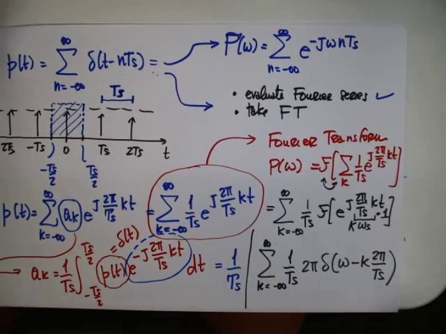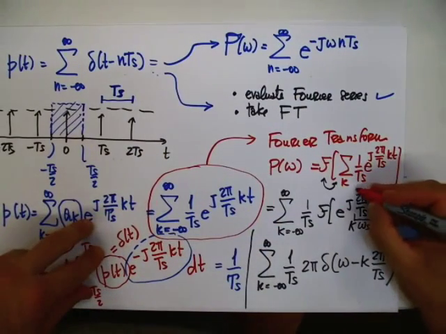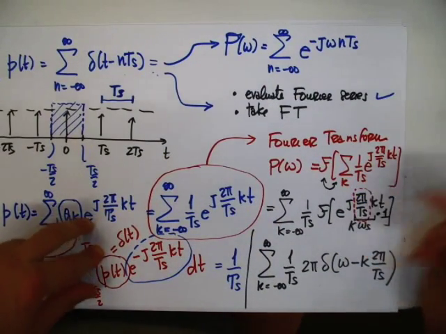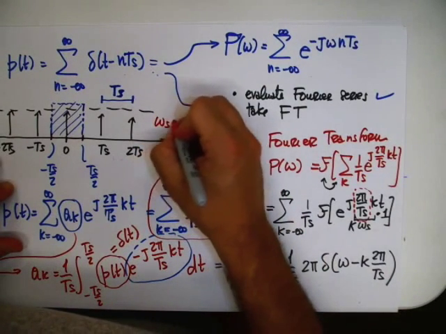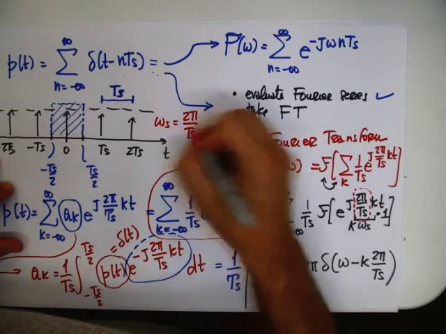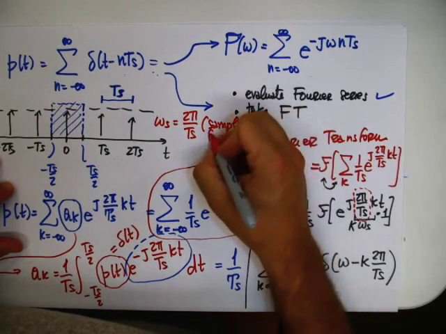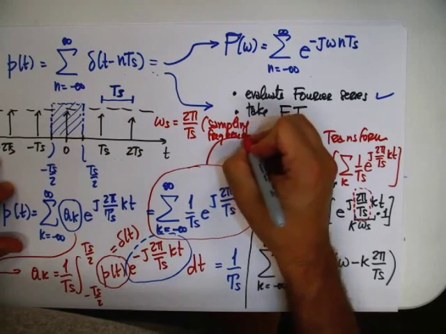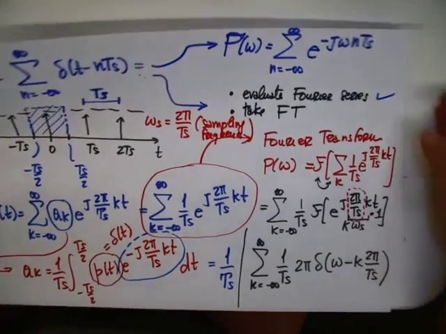Here I'm calling this ratio 2 pi over Ts the sampling frequency. So omega s equals 2 pi over Ts, and this is the sampling frequency. So let's summarize what we have done so far. I'm going to keep these results here. Actually, let me redo it again.